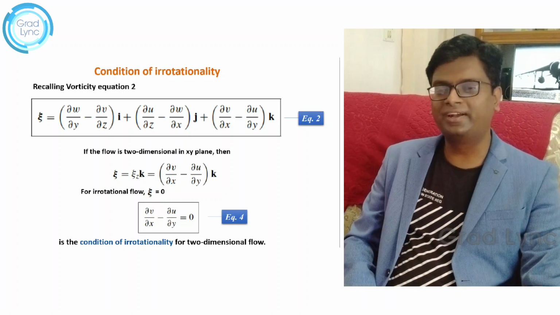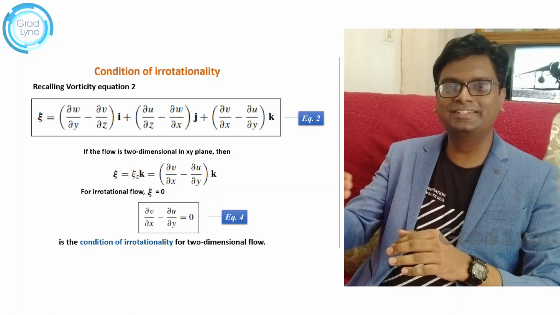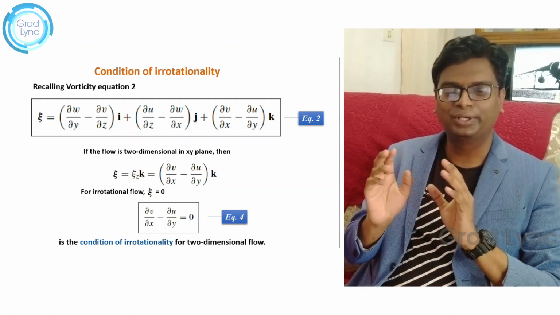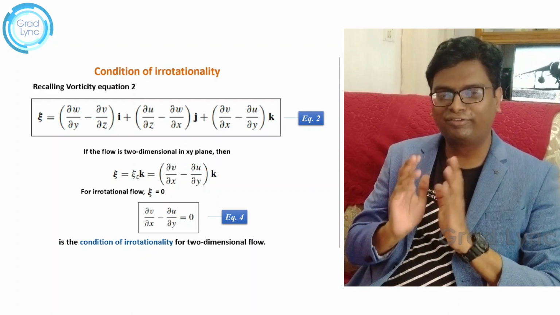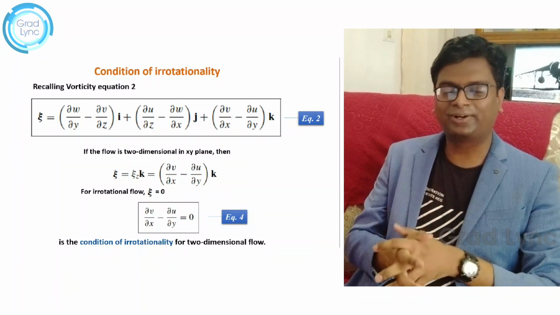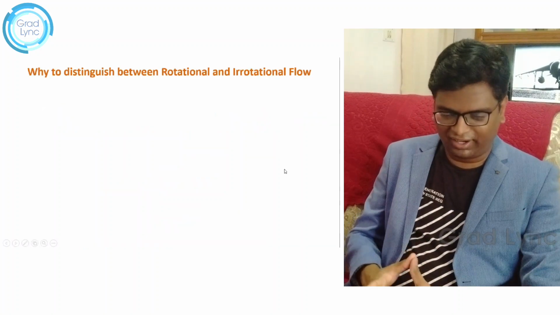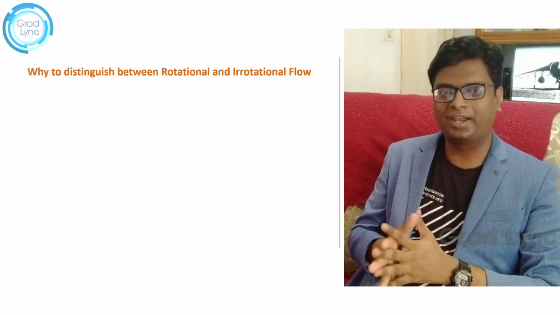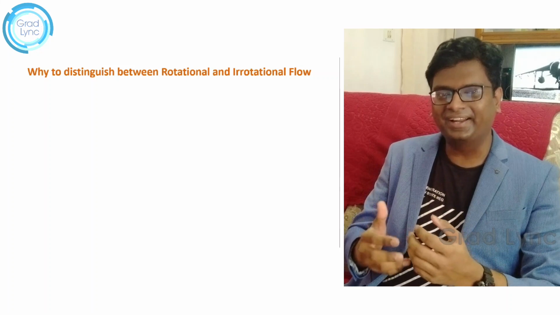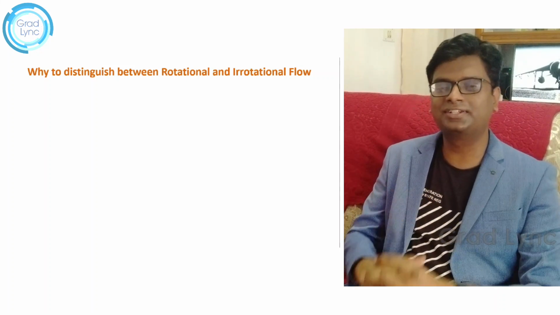For this particular discussion, we will limit it to 2D flows. 3D is a bit complicated because you are including the fluid molecule even in the z direction. So that is a bit complicated for this particular course. Now once we define the condition for irrotationality, what is the need to distinguish between rotational and irrotational flow?